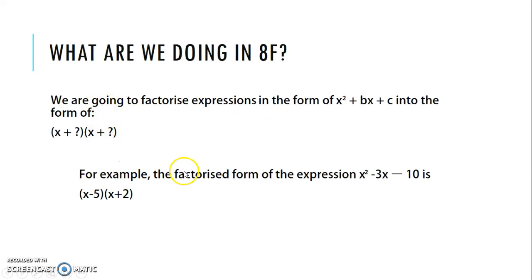For example, if we factorise x squared minus 3x minus 10, we're going to end up with a bracket x minus 5, and in another bracket x plus 2, and I'll show you how we're doing that. But this is what we're doing in AF. This is what you call a quadratic trinomial. Quadratic means you have a base, a variable, to the power of 2, and in this case it's x squared. And trinomial means you have 3 terms, so that's 1, 2, and 3.